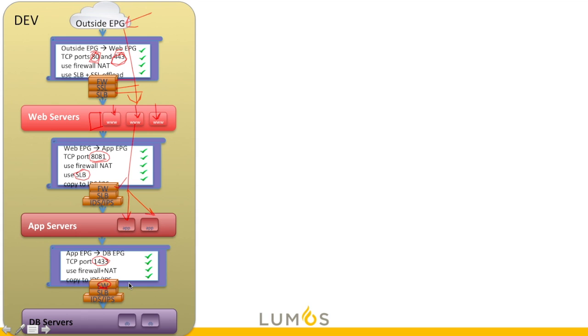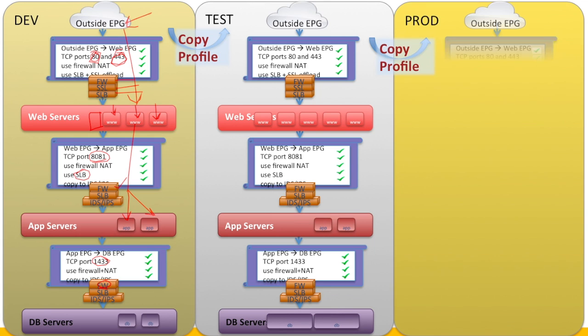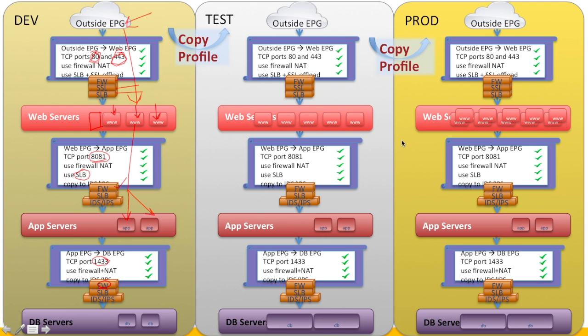We can take this, we'll call this an application network profile. So that's the encapsulation of all of this policy for a given application. And we can copy it, or we can template it and make it reusable, so that our dev environment can look exactly like our test environment, can look exactly like our production environment. The difference is you can see here we're putting in more web servers, more devices inside of these endpoint groups.